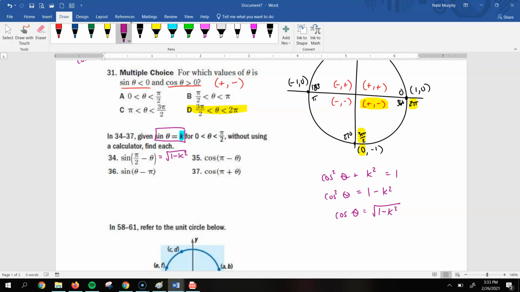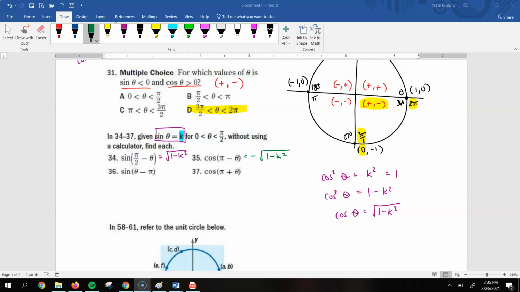So 35. All these are in terms of pi. So when you're looking at your notes, or as you reflect on those, remember pi is 180 degrees. But this is referring to the cosine of pi minus theta. So that's going to be the supplements theorem. Well, the supplements theorem says that the cosine of pi minus theta is equal to the opposite of the cosine of theta. Well, we just found the cosine of theta is the square root of 1 minus k squared. So it's going to be the opposite of that. So negative square root of 1 minus k squared would be your answer for 35.